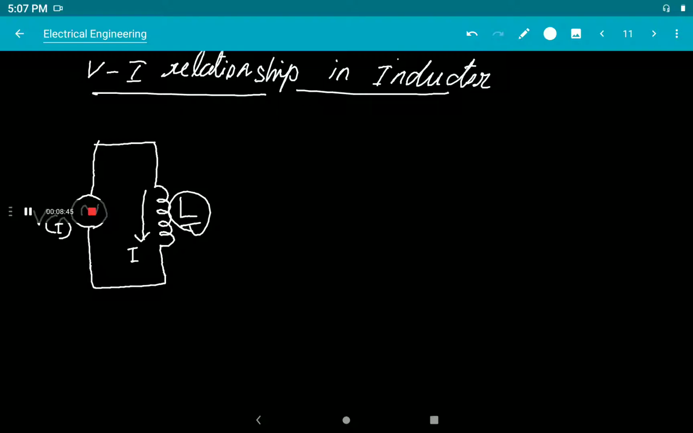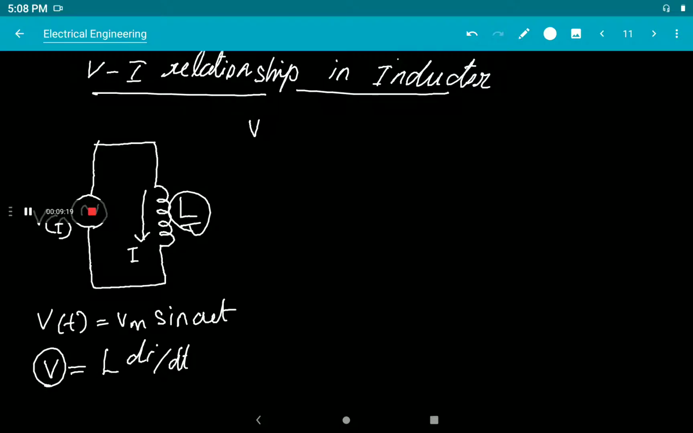That is the property of an inductive coil. So as there is no resistive voltage drop, for the applied voltage we have taken V of t as Vm sin omega t. Then we can represent the voltage equation in the inductor as the self-inductance into the rate of change of current, di by dt. Substituting for V, Vm sin omega t is equal to L into di by dt. We have to find the equation for current I of t.